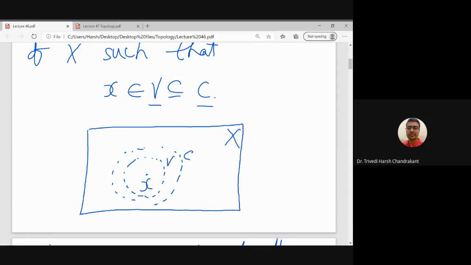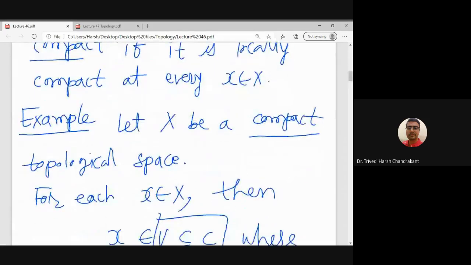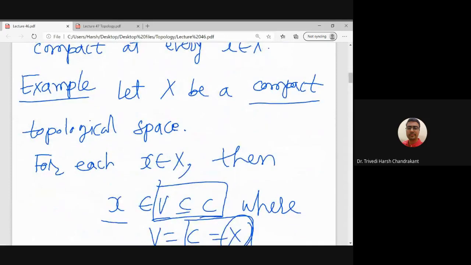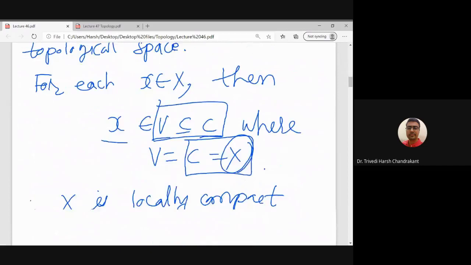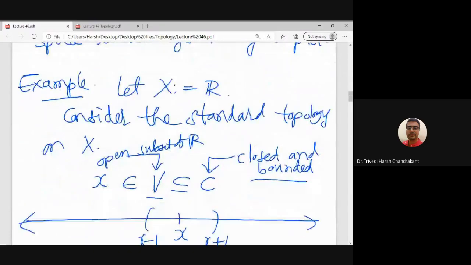Related to local behavior, this property is defined, and we have seen the examples that every compact space is automatically a locally compact space, and we have seen that R is locally compact. In general, Rn is also locally compact. So here we consider R.